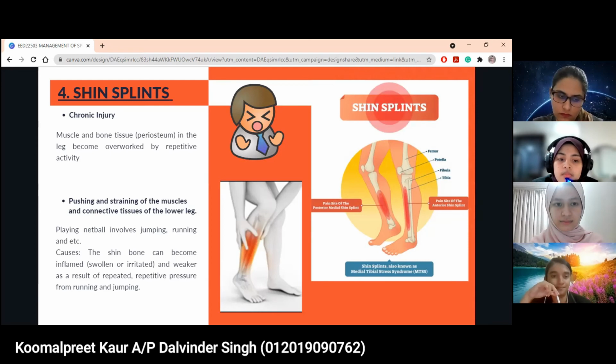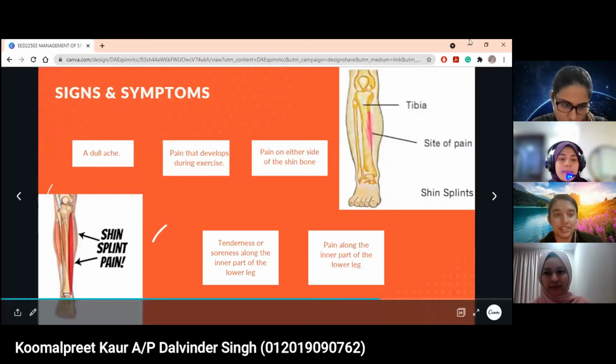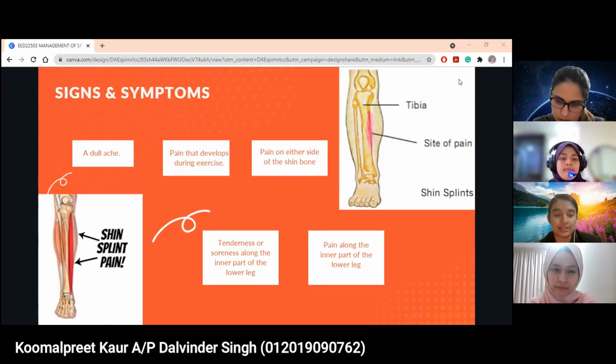Next. Right, so now we have the signs and symptoms of shin splints. The first sign is usually a dull ache around the shin bone area. Next, the victim may suffer from pain that develops during exercise, pain on either side of the shin bone, or tenderness or soreness along the inner part of the lower leg, and also pain along the inner part of the lower leg.